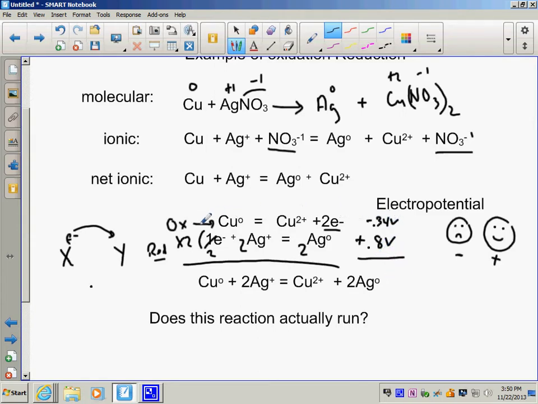And this guy does not want to take the electrons, but the silver wants to get rid of them. I shouldn't say that this guy doesn't want to get rid of its electrons. The silver wants to take them more than this guy wants to get rid of them. So my ending point here is a positive 0.46 volts. A lot of information here. Because it's positive, it's going to run. Does this reaction actually run with a positive voltage? The answer is yes. Now, even though I doubled this and it runs twice, I don't double my voltage. It just runs 1 to 1. Okay.